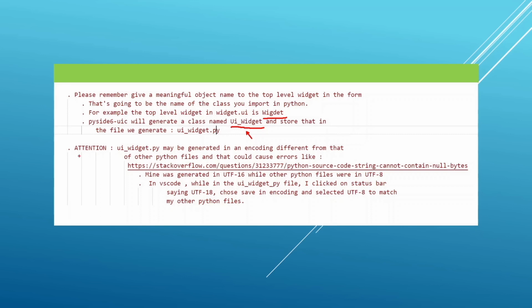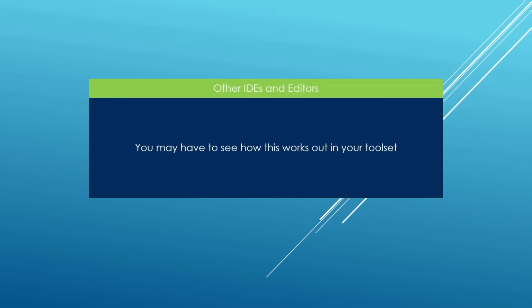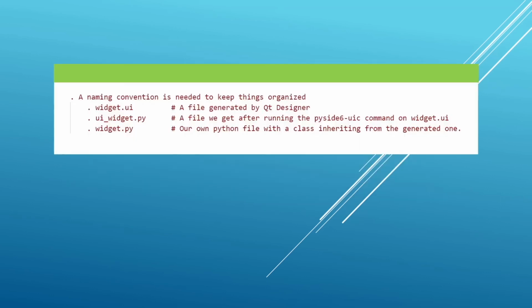Another thing I noticed when using this in Visual Studio Code is that the files that I get out of my user interface compiler were encoded in UTF-16, and Visual Studio Code would not understand these. I will show you how to bypass this, but I just want you to be aware of this if you face this problem here. And if you are using a different editor, you might have to do research on how to get around these problems. And again, make sure you remember the convention we are using here.